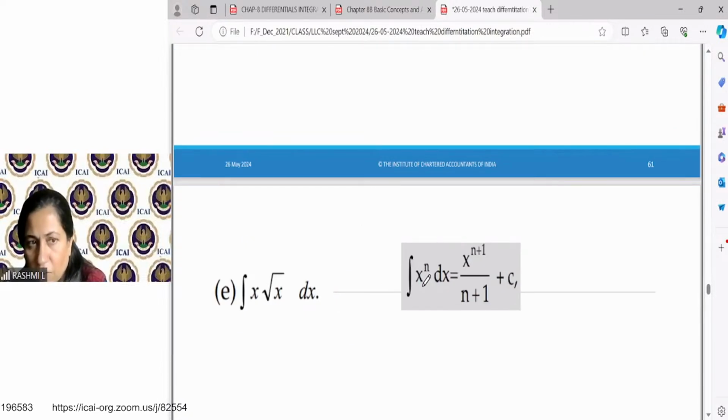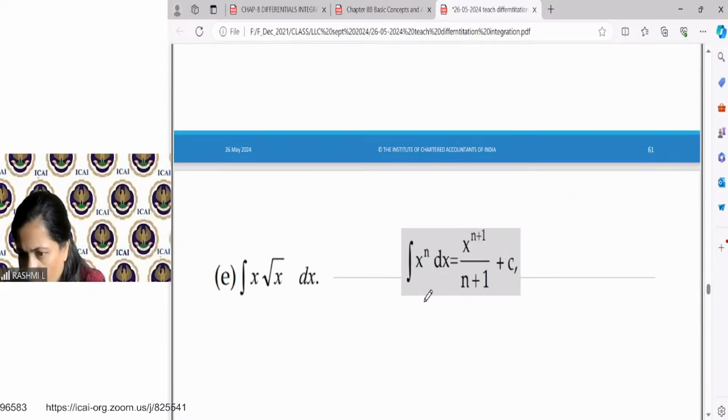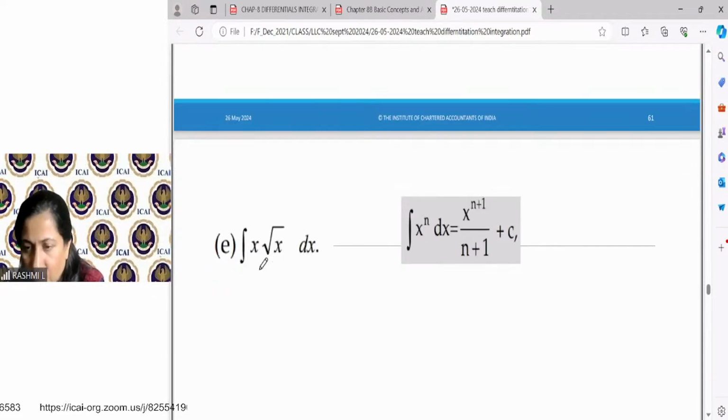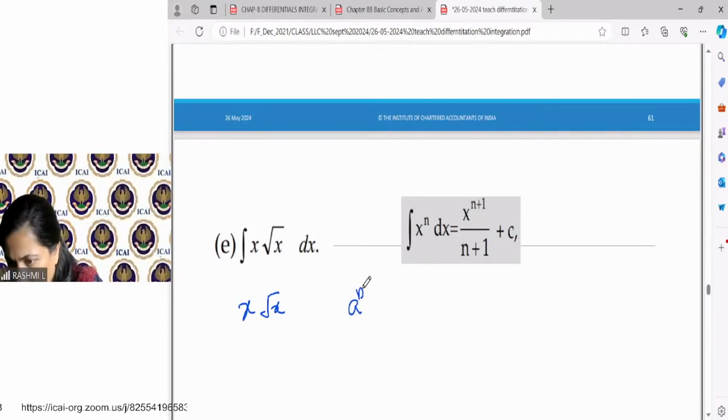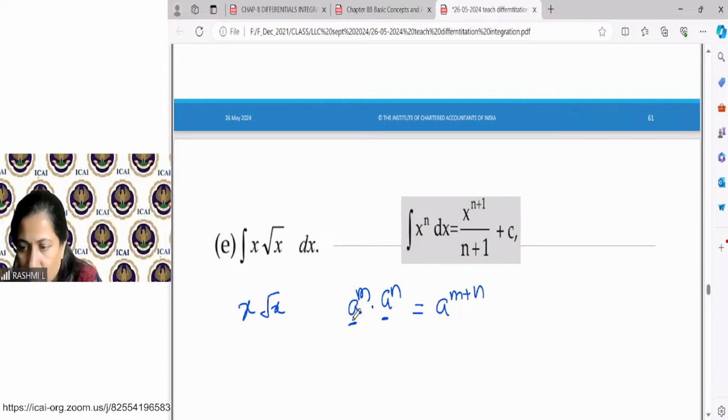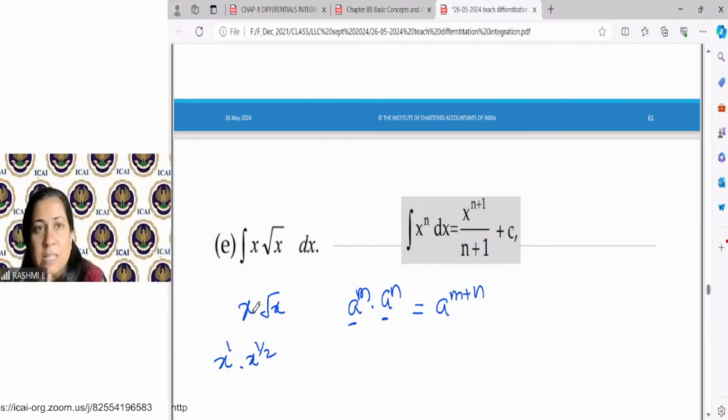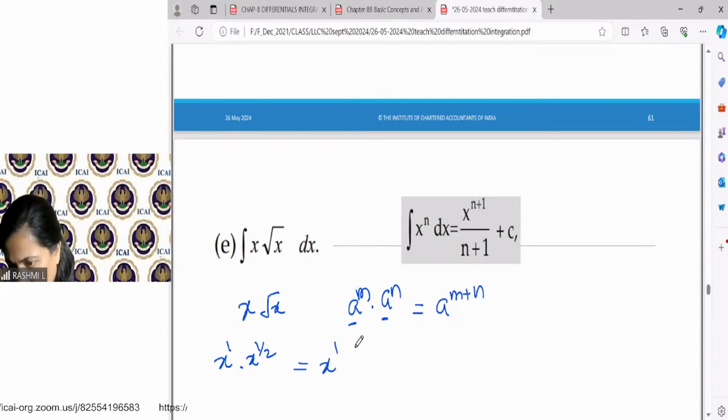Next is the integral of x root x. Now this is not the multiplication; I simply have two functions in x, x and the square root of x. Now I have a raised to m into a raised to n. The formula for indices says it is equal to a raised to m plus n. Remember, here the bases are common. So x is x raised to 1 into x raised to half, which is x raised to 1 plus half, which is equal to x raised to 3 by 2.